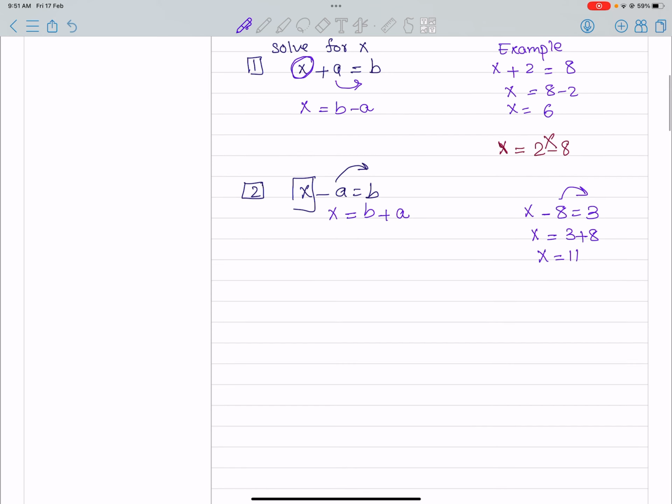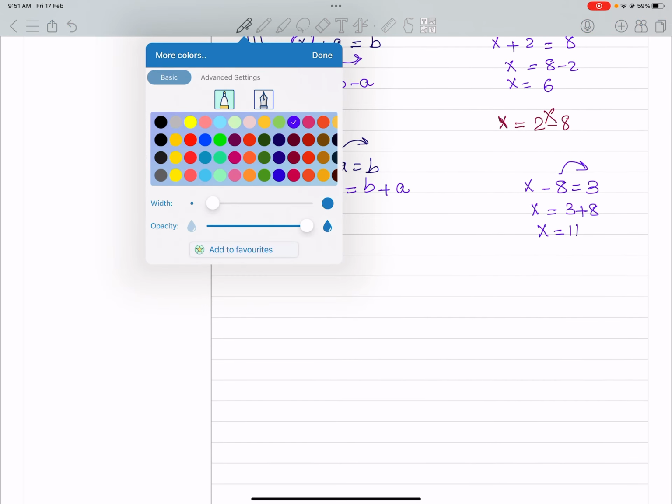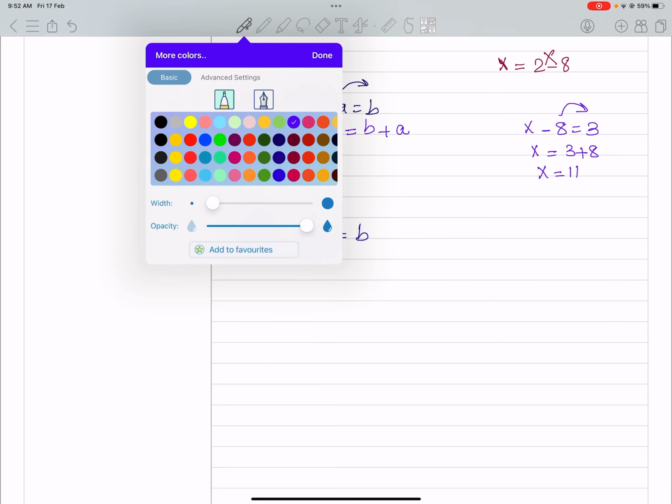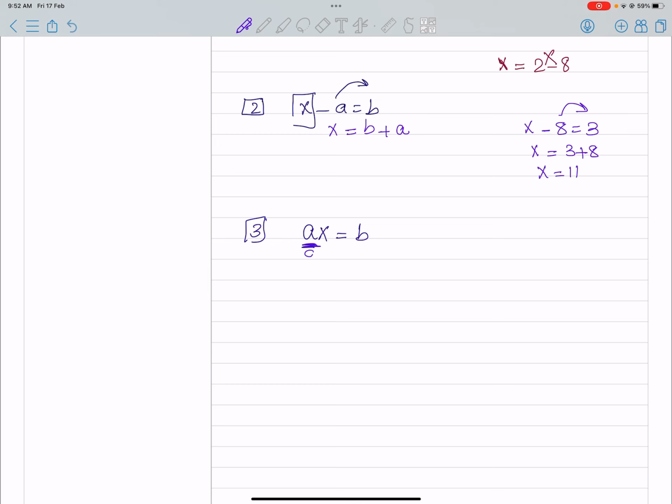Now, if you have, for example, number 3, if you have a with x, so this is a coefficient, with x divided by b, so we will divide it by the same coefficient. So we divide it here by the same coefficient, which is a, so divided by a, so we'll get x is equal to b over a. We have to keep the coefficient equal to 1. لازم نحط المعامل يساوي 1 فنقسم على المعامل.